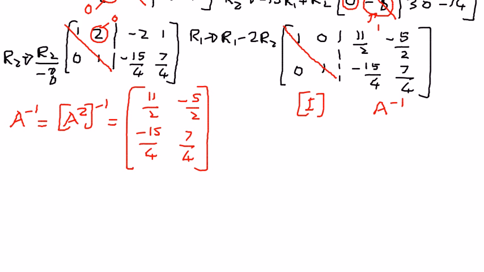Okay, this is how we should be able to find the inverse of the matrix using the Gauss-Jordan elimination method. In my next presentation, we shall look at some more examples related to properties of inverse and how to solve some simple example problems.